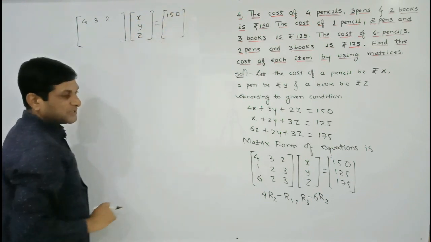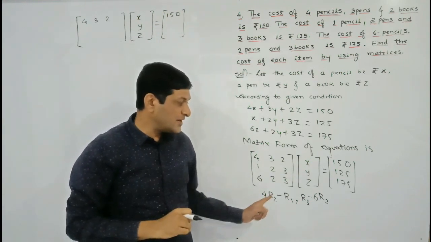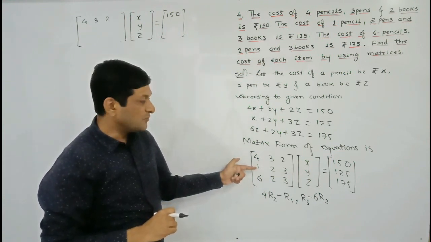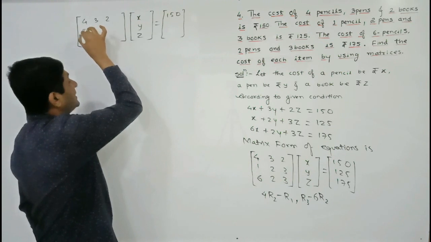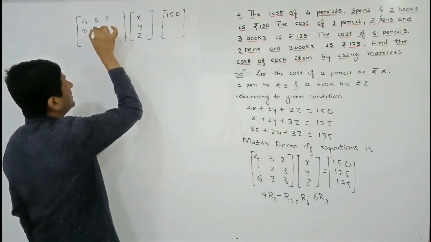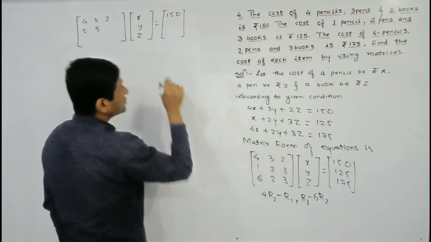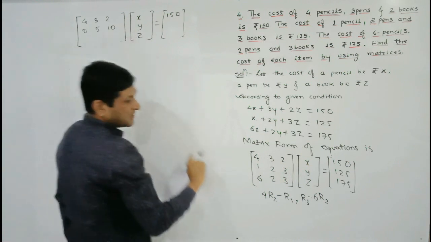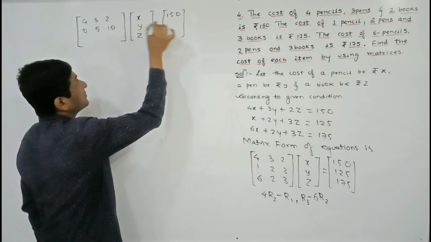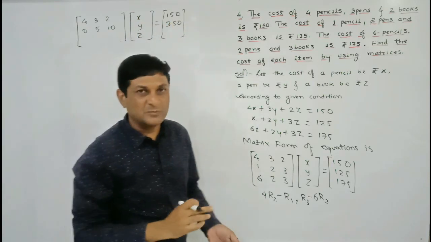Now we are performing this operation on the elements of R2. We are multiplying R2 by 4 and subtracting R1 from it. So multiply by 4: 1 into 4 is 4, 4 minus 4 will be equal to 0. Then multiply by 4: 2 into 4 is 8, 8 minus 3 will be equal to 5. Again multiply by 4: here we will get 12, 12 minus 2 will be equal to 10. Multiply by 4: here we will get 500, 500 minus 150 will be equal to 350. In this way, we have performed the first operation on both sides.